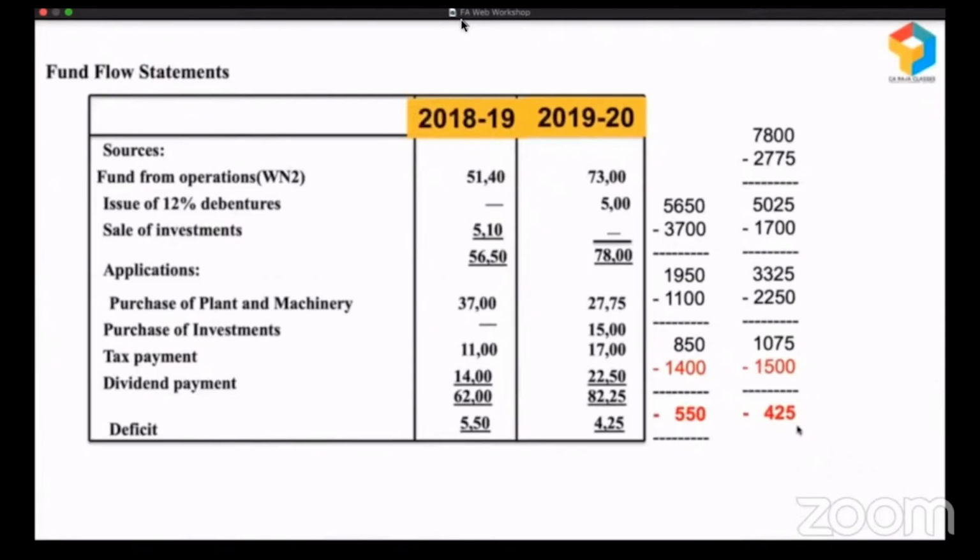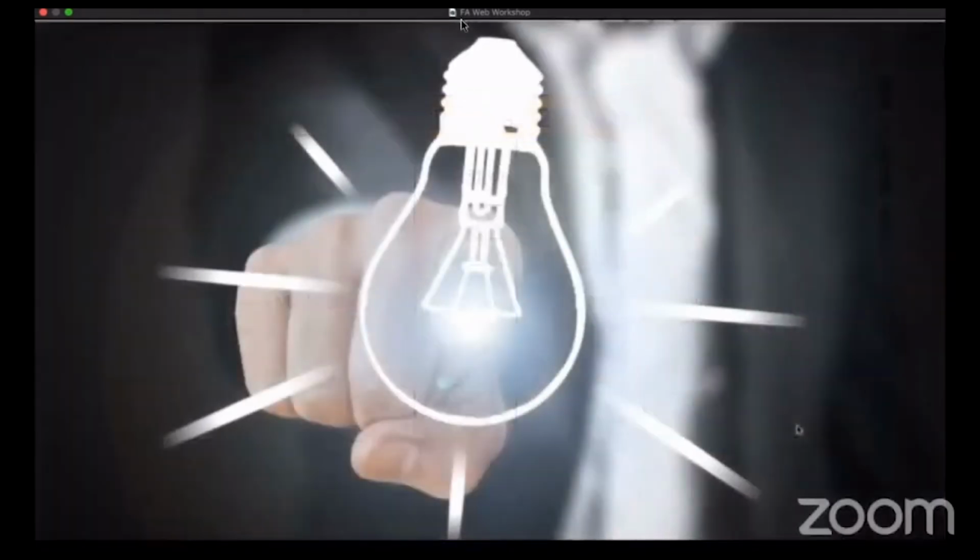So with this, I wish to conclude this presentation, and I believe most of you would have had a bulb on moment. So if you really had a bulb on moment, please type bulb on.